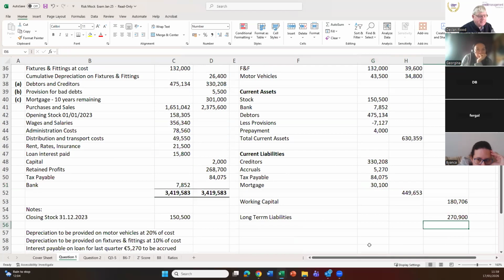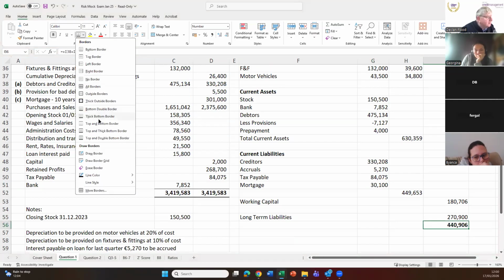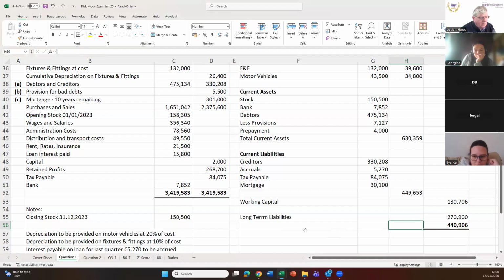So now, how much is my business worth? Well, what I have to do is add my fixed assets, which is there, to my working capital, which is there, and then subtract my long-term liabilities. So the balance sheet that I have now is 440906. So that's bold, and we'll do top and double border. So there's 440906.